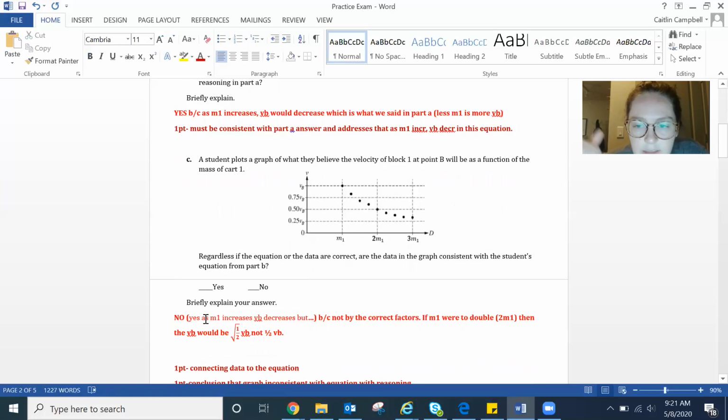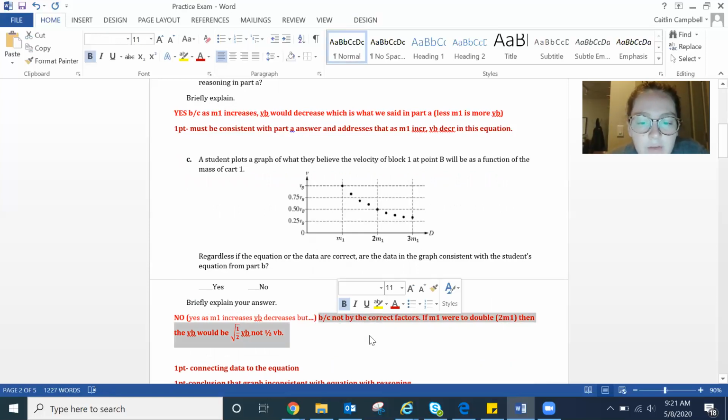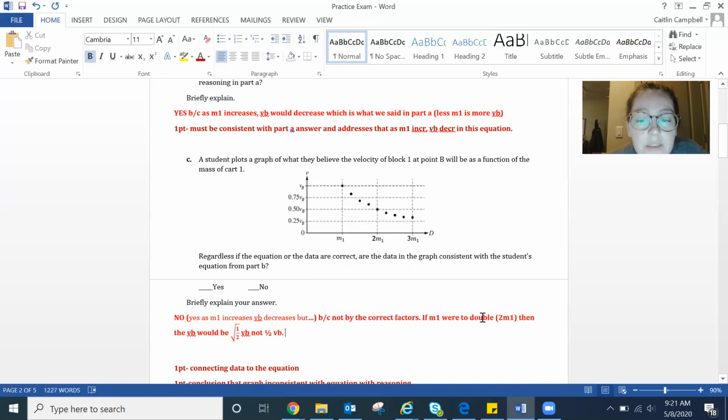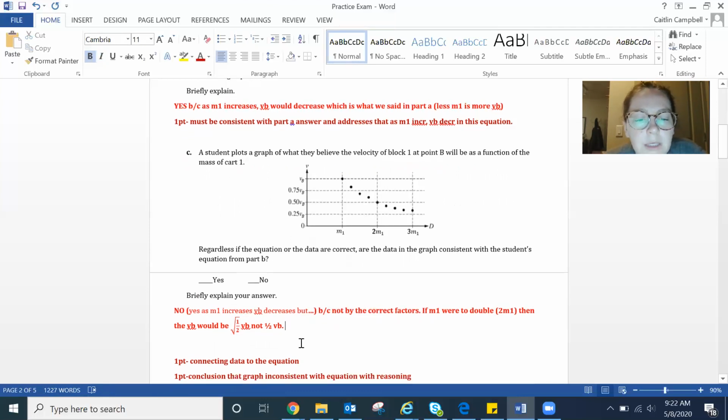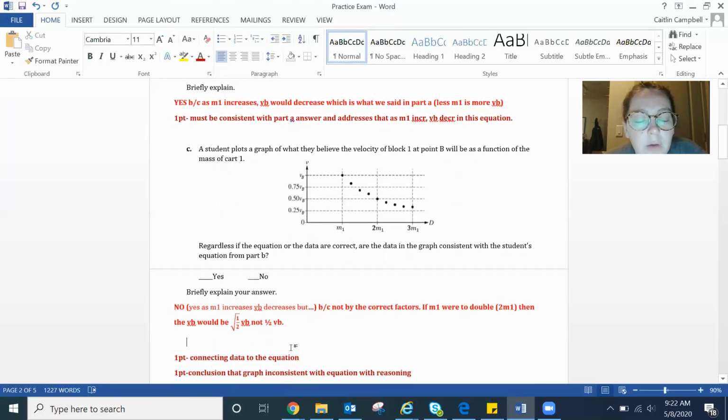Yes, increase and decrease, it does show an inverse relationship, but not by the correct factors, because if m1 were to double, so become 2m1, then the VB would be VB over root 2, not 1/2 VB, which is not consistent with the graph. Here, this one, I made worth 2 points.